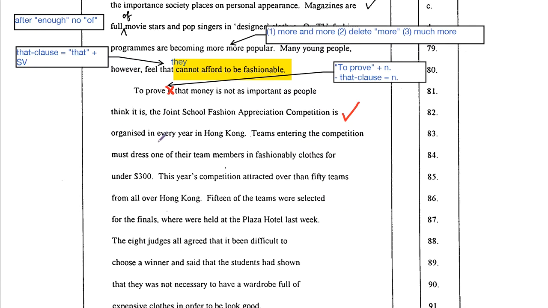Question number 83: "is organized in every year in Hong Kong." Now, "in" should be deleted because before "every," no preposition. You don't say "in every day," you don't say "in every month," you don't say "in everywhere." Before "every," no preposition. Now this you need to memorize because this is a very frequent mistake. But if you memorize it and in the exam you don't use it, that's fine, okay? As long as you remember this case, it's going to be fine, alright?